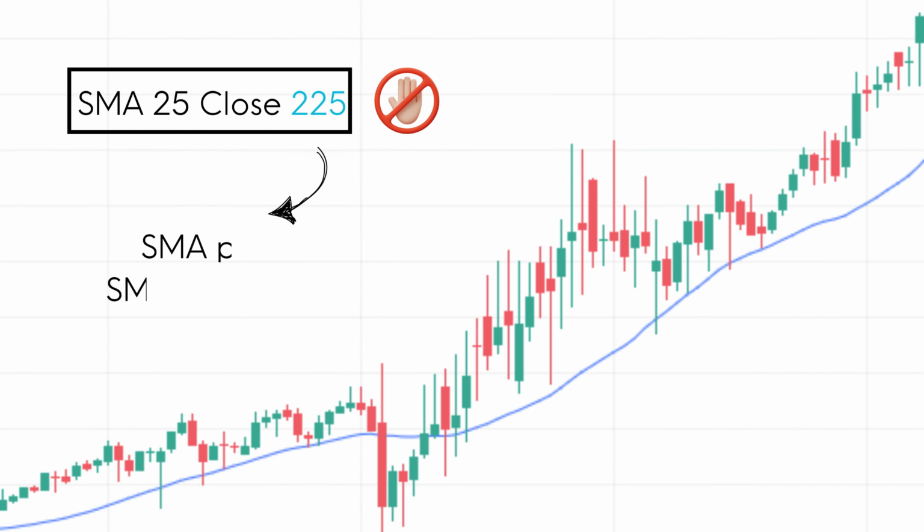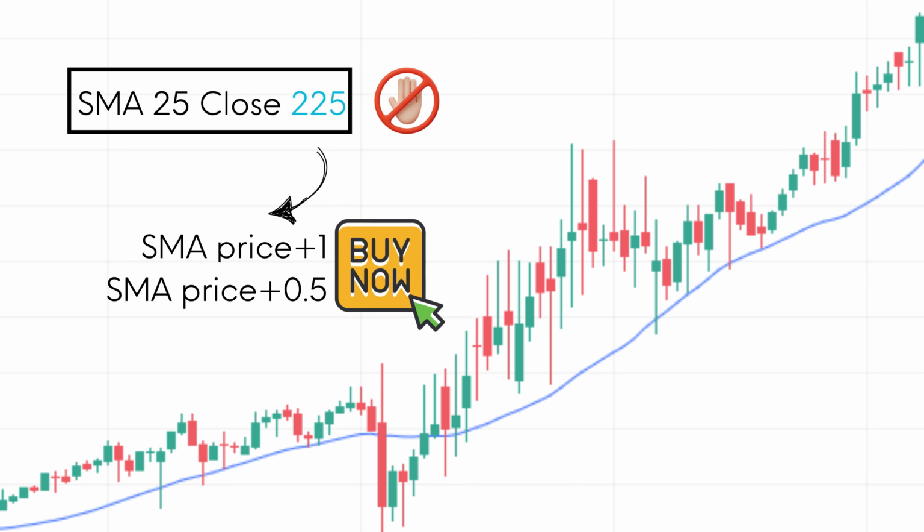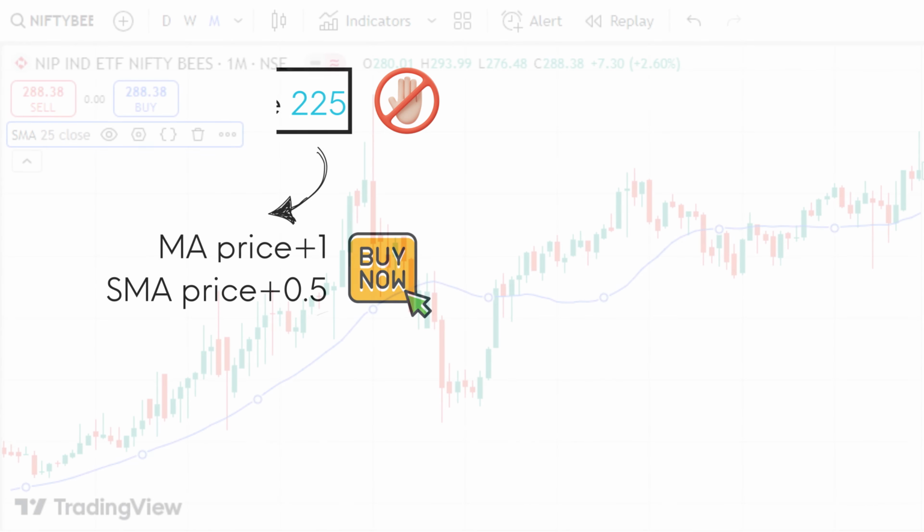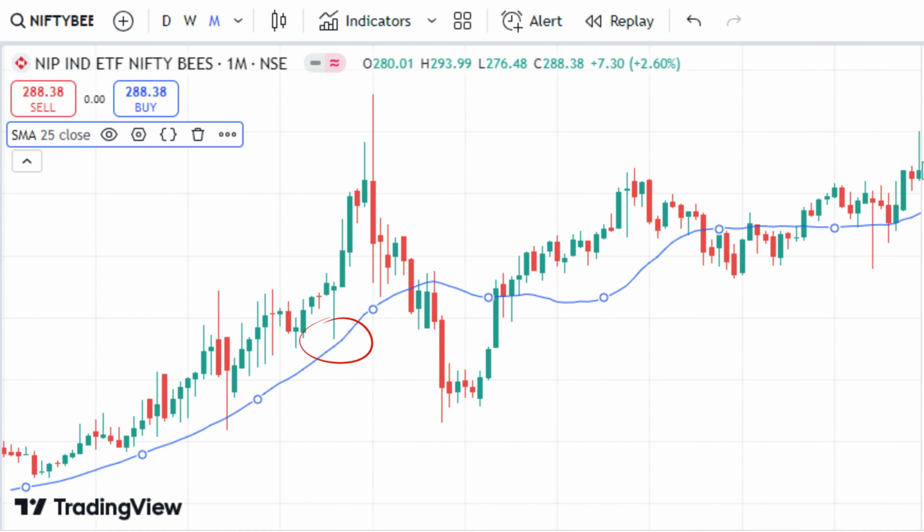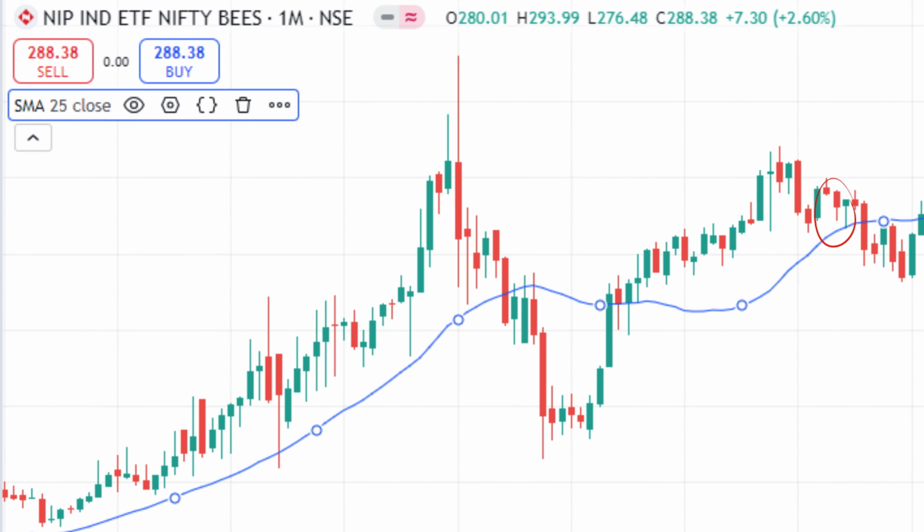Do not put the exact price of the moving average. Instead, increase the moving average price by 0.5 or 1 rupee and then place the order. For example, if the moving average price on a given day is 225, then you place the limit order for either 225.5 or 226. This is because sometimes the share price comes very close to the moving average price, and instead of touching or going below the moving average indicator, it starts going up, and we may miss our lump sum opportunity here.